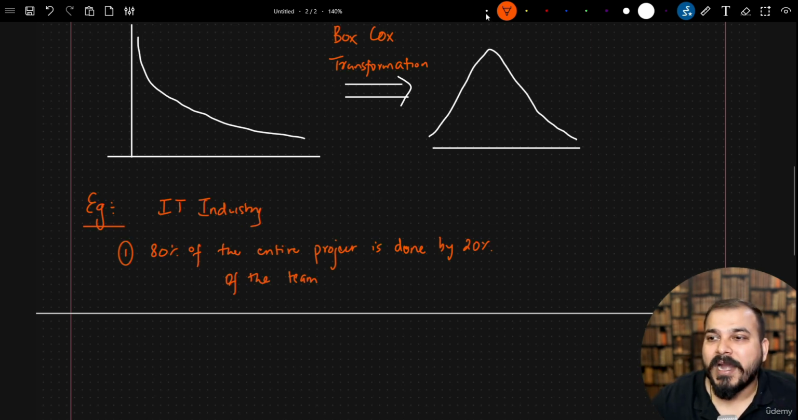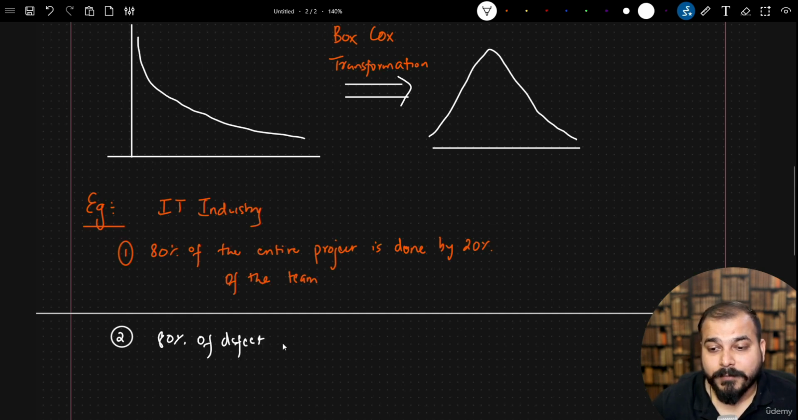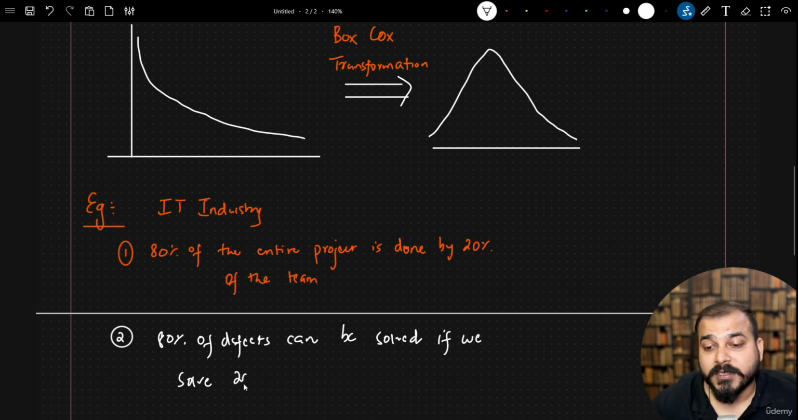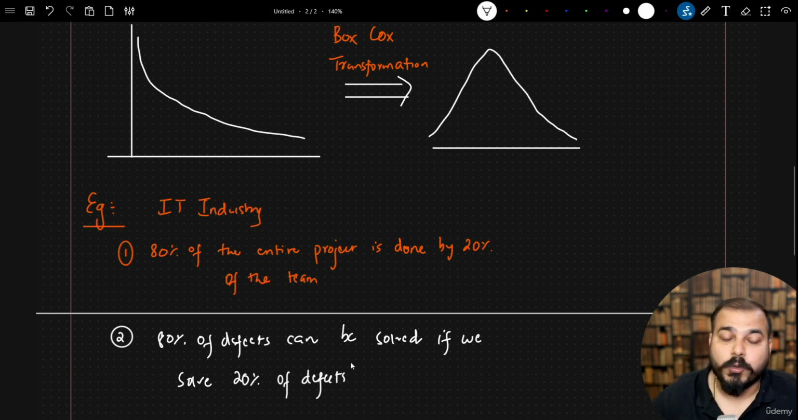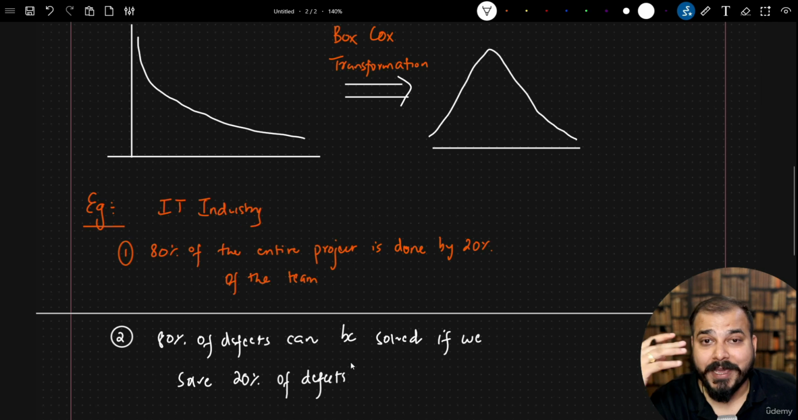Now, if I go and show you the second example, 80% of the defects can be solved if we solve 20% of the defects. So let's say there are 20% of main defects that may lead to the rise of the 80% of the defects, right? So if we are able to solve this 20% of the defects, the remaining 80% can be easily solved, right?